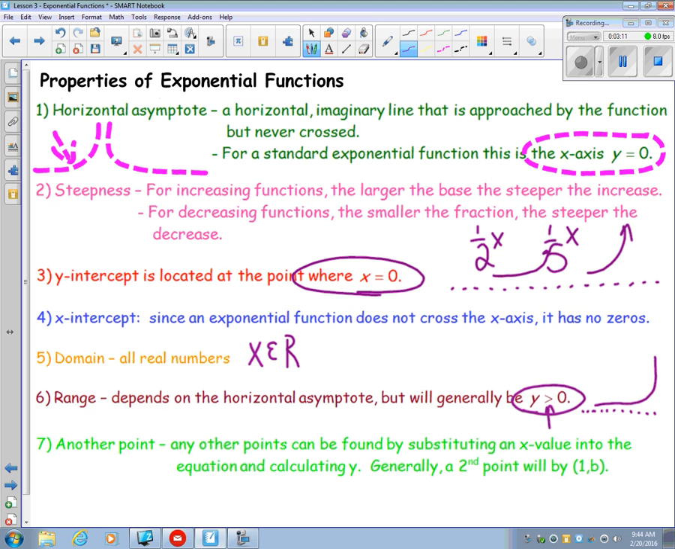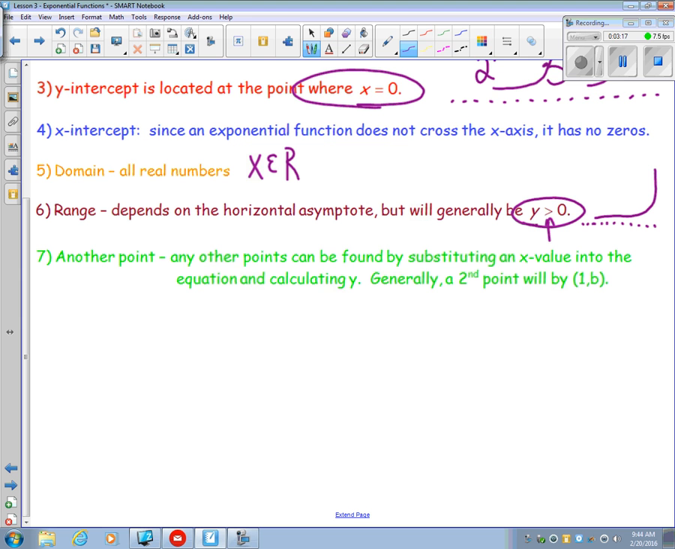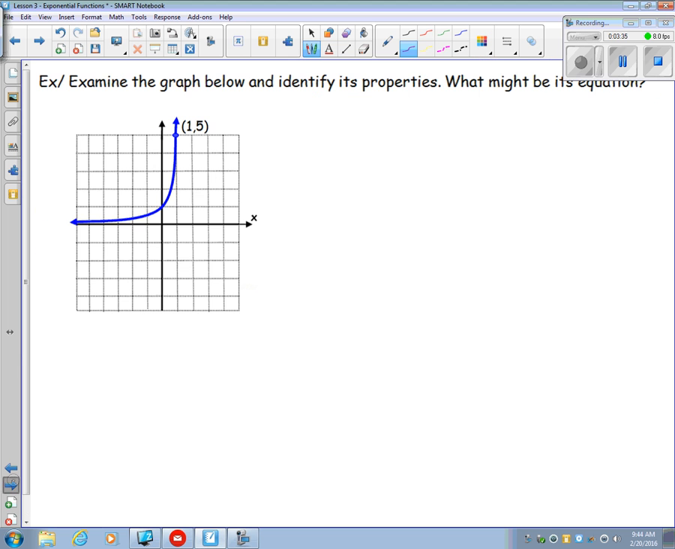And we generally want a couple points. So to find other points, we can substitute any x value you want into the equation and calculate y. The easiest point, if you put in x equals 1, remember our equation is b to the power of x. Well, if x is 1, we get b to the power of 1, or in other words, we get the value b for y. Okay, as I said, we'll go through a couple examples here to get an idea how this works. But those are the kind of properties we should recognize.